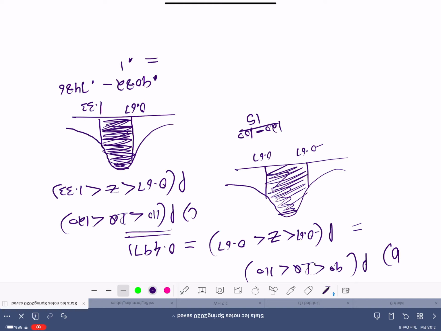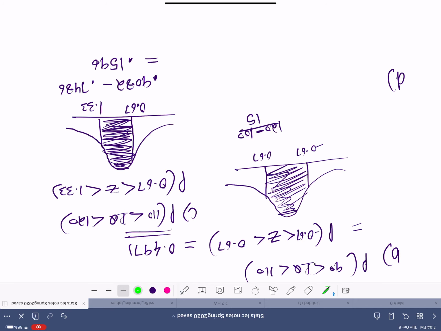This is the area in the middle, 0.1596. So there's about a 15% chance that you randomly select somebody and their IQ score would lie between 110 and 120. 15% is a small probability.